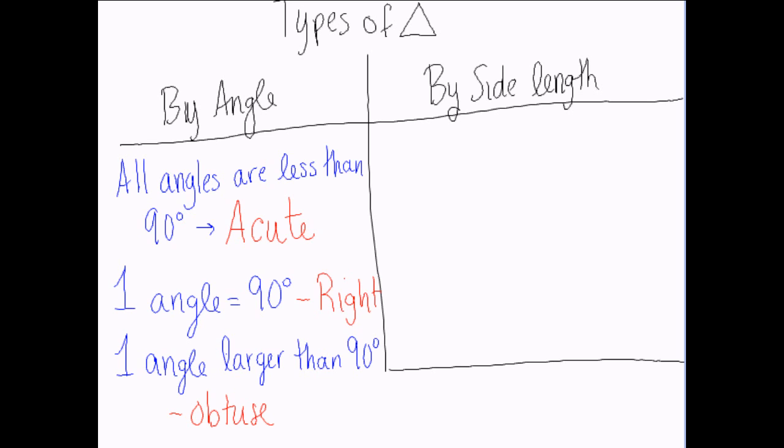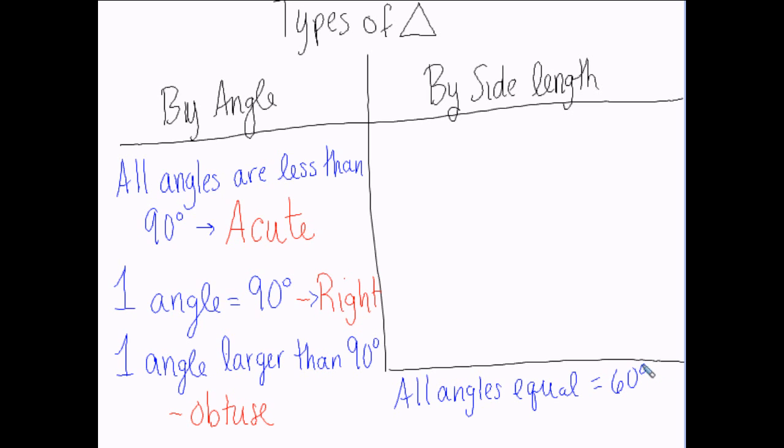And that's if all angles are equal. What do you mean? So one angle equals 90, that's right. No, if one angle equals 90, it's a right. And if all angles are equal, that's for the last one only?